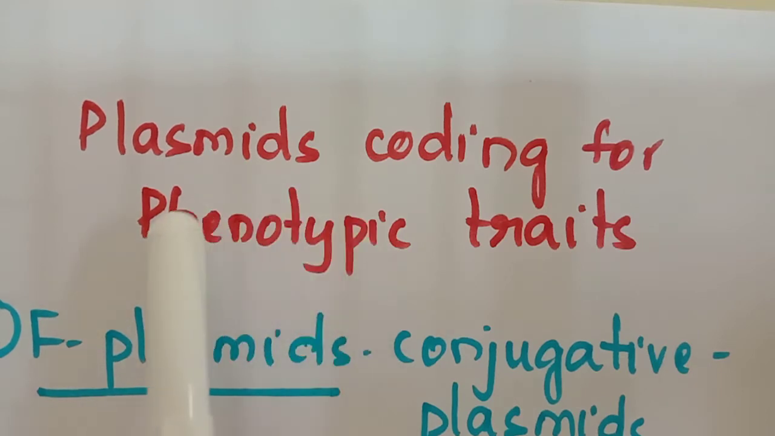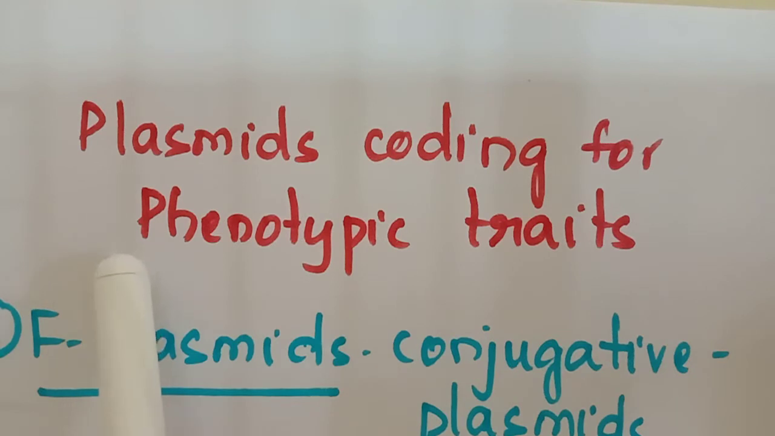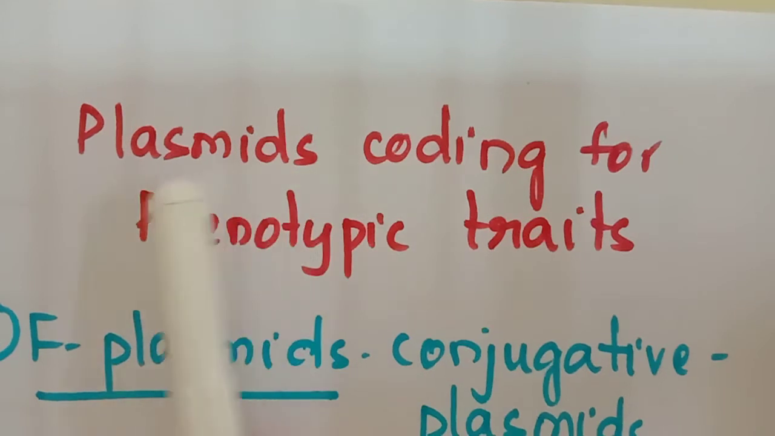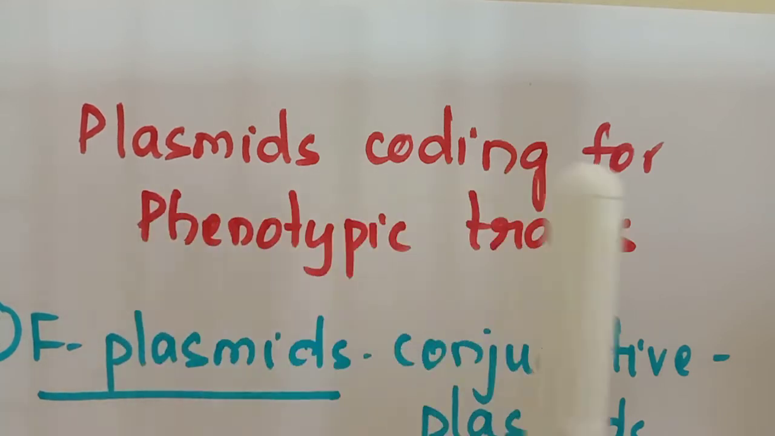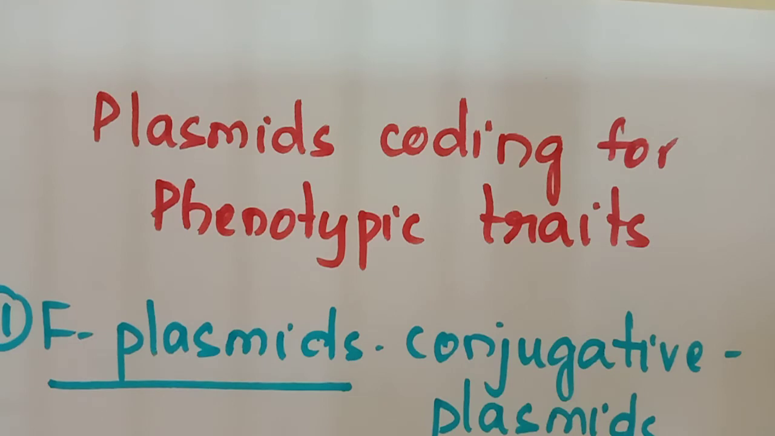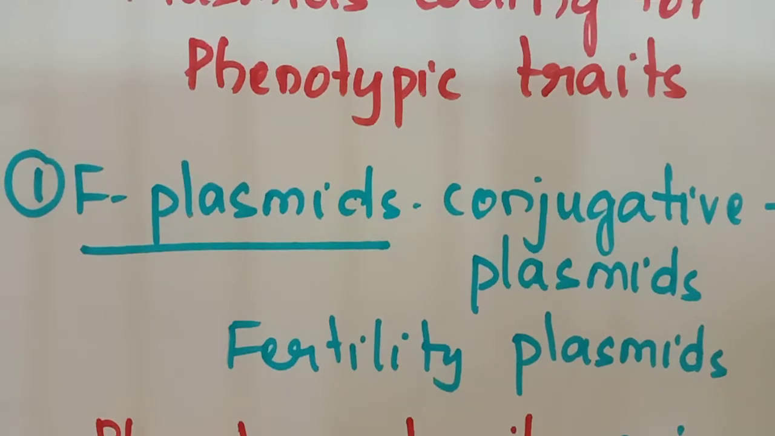Phenotype is nothing but the physical appearance. So it should be an observable character. Phenotypic trait is nothing but the observable character. Plasmids are classified into various types based on their phenotypic traits. The plasmids which will code for phenotypic trait include, first one is F plasmids.